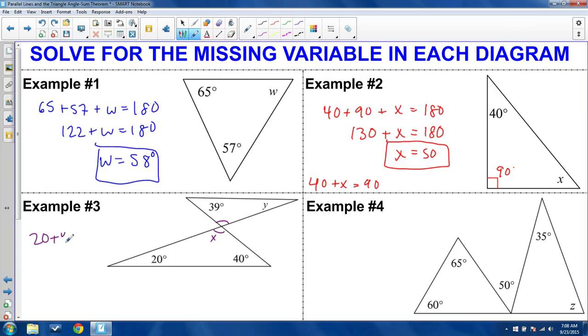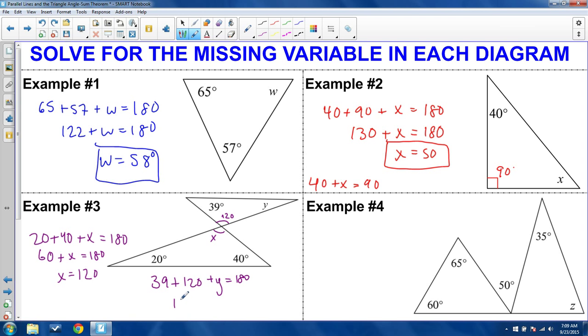So 20 plus 40 plus x, the unknown, is 180 degrees. 60 plus x is 180. Subtract 60, you'll get x equals 120. So if this angle measures 120, so is this one as well. Now I have that second side with this first side to get this third side. So I can now say 39 plus 120 plus y equals 180.